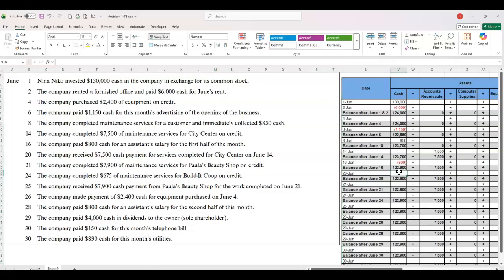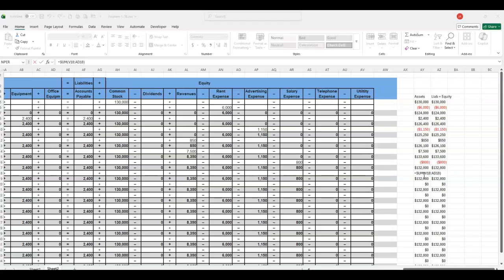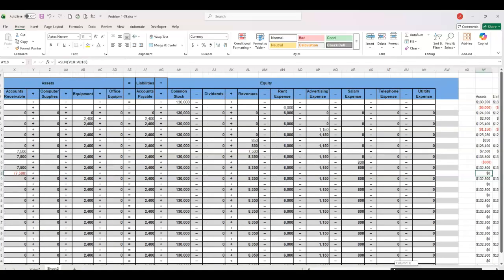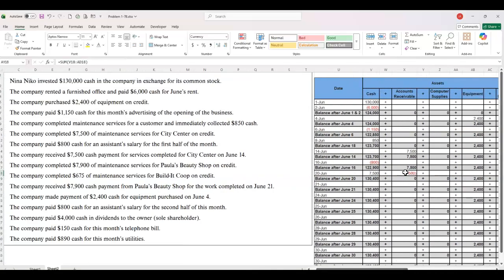So on the 20th, I received cash, $7,500 from that guy, which reduces my accounts receivable. He doesn't owe me that money anymore, and that gets me even. If you want to go out to the side and look at the balances here, you'll see that nothing happened. There was no change. This zero includes an asset that was increased and an asset that was decreased. A $7,500 increase, a $7,500 decrease. So there was no net change in either assets or equity and liabilities.